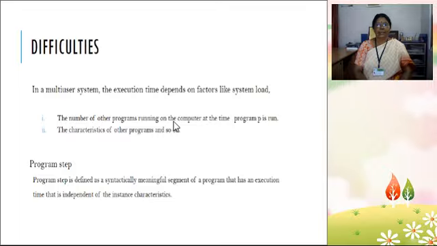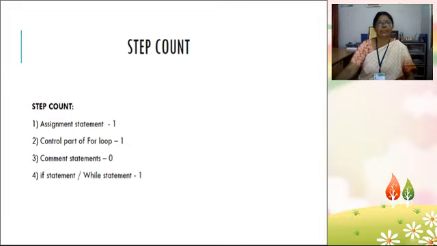So in that case, we define a parameter, that is program step. A program step is defined as a syntactically meaningful segment of a program that has an execution time independent of the instance characteristics. As I said earlier, instance characteristics means the number of inputs and outputs. Let us see how to compute the program step.